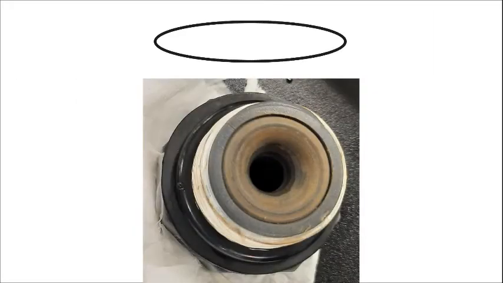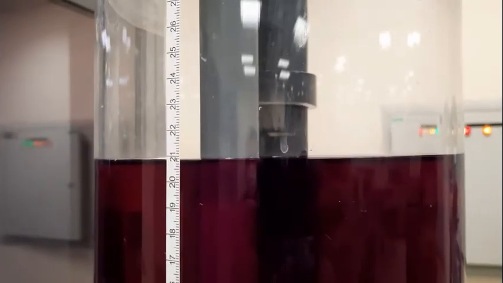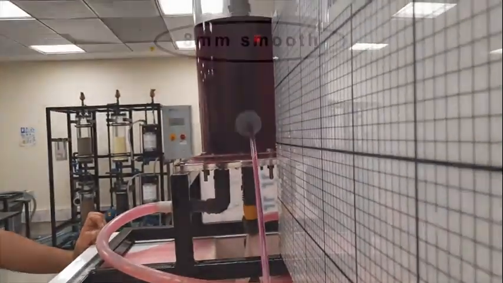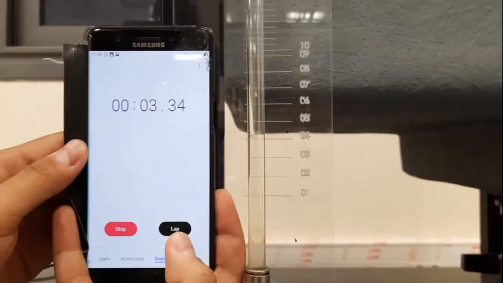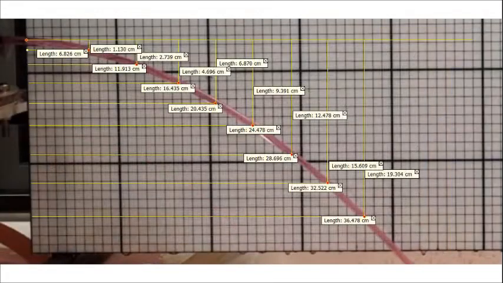The second orifice we worked on was the 8 mm smooth orifice. In the first trial, the height was 20.9 cm. And here is the flow characteristics for this trajectory.